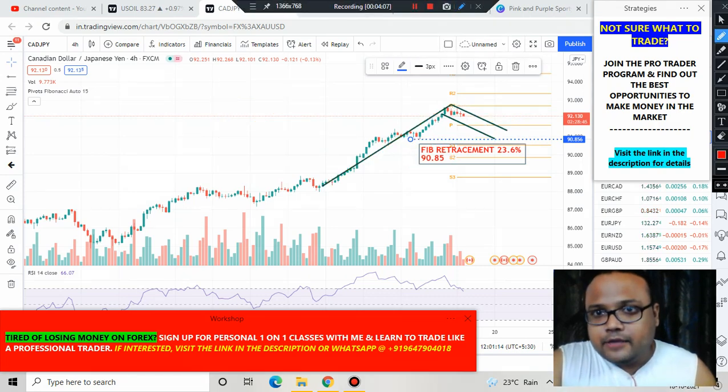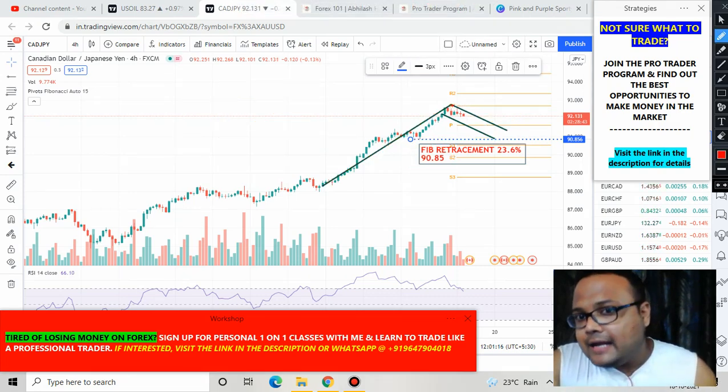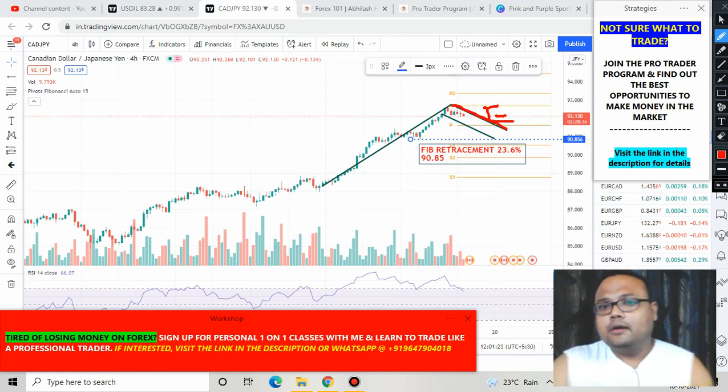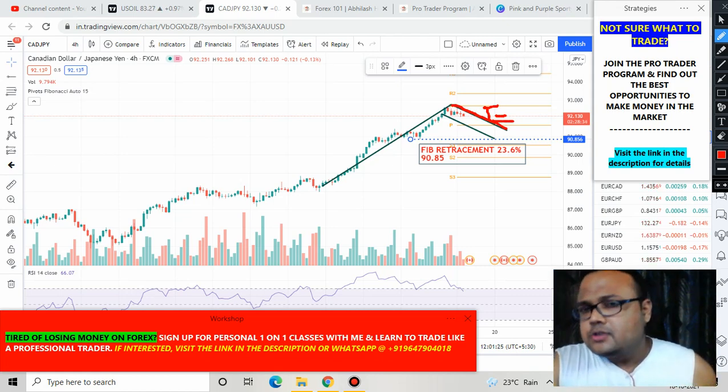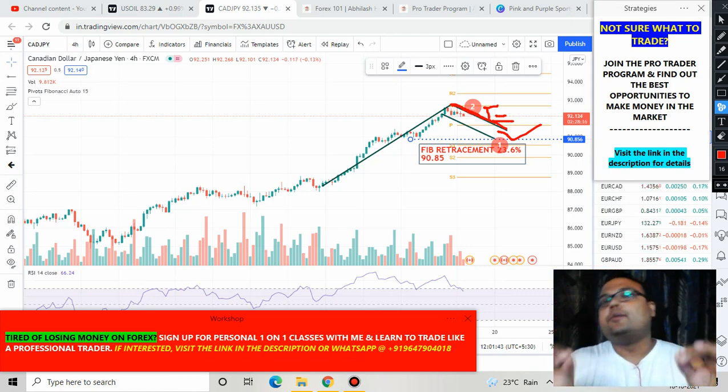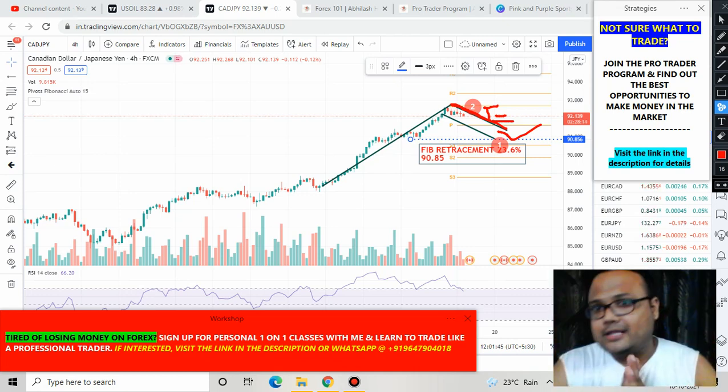Again, listen to me carefully. If the market breaks the line at the top, this green line, you can go for an entry considering this as a breakout. Right now there is a retracement going on, so wait for the market either to bounce from the Fibonacci level of 90.85 or the market to cross the line at the top so that you can enter. These two, this one and this one, are the two safe trading opportunities that I see on the chart of CAD JPY right now.